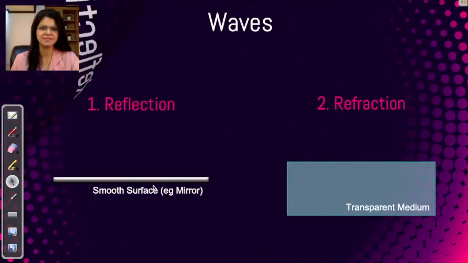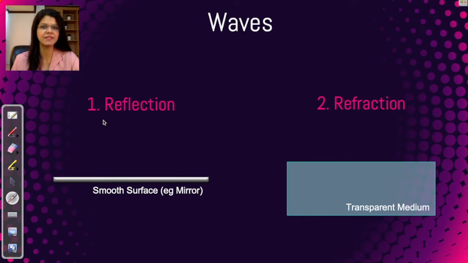So let us start. Here on the screen you are given two scenarios. Scenario 1, reflection. Scenario 2, refraction. We are going to understand both reflection and refraction now. Reflection happens from a smooth surface, right? Our light ray falls on the smooth surface and it bounces back. It is a hard but smooth polished surface. It can be a mirror or any other smooth surface.